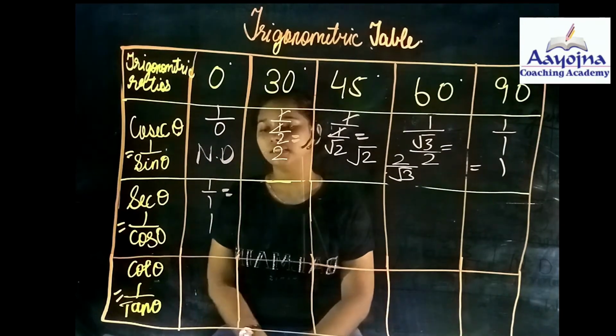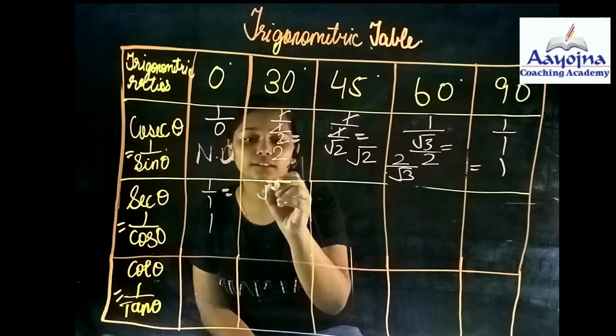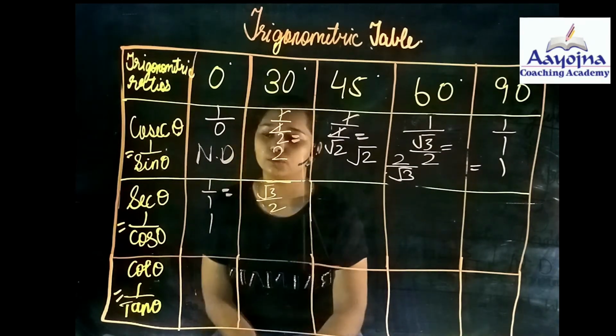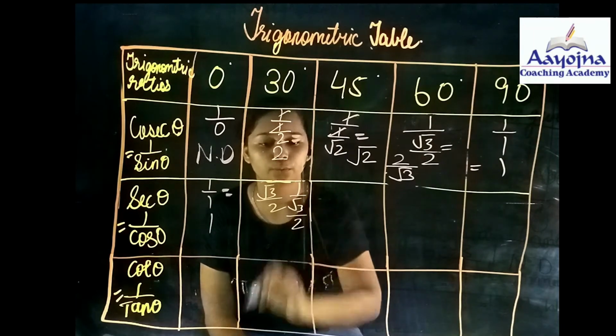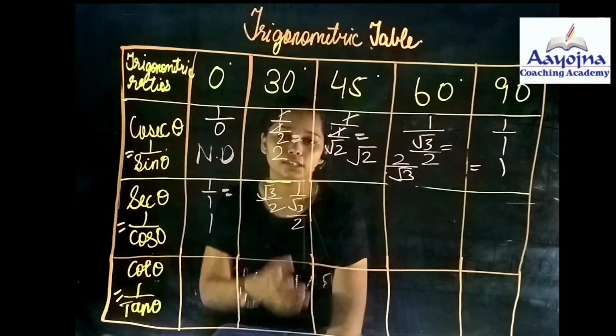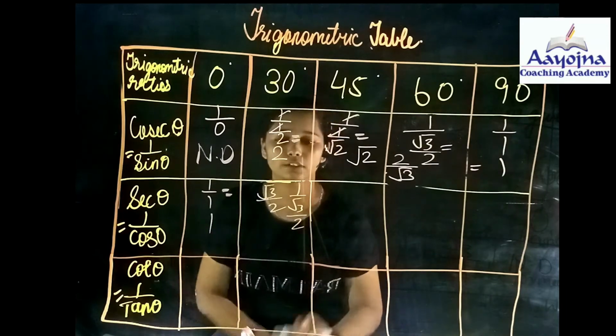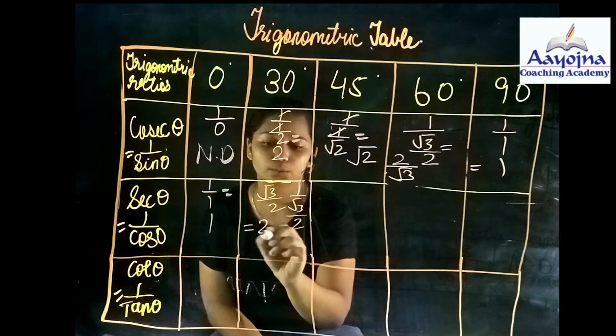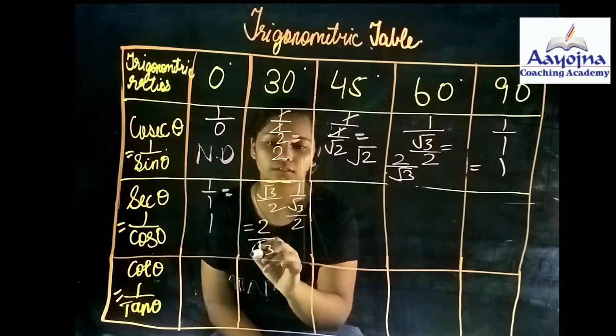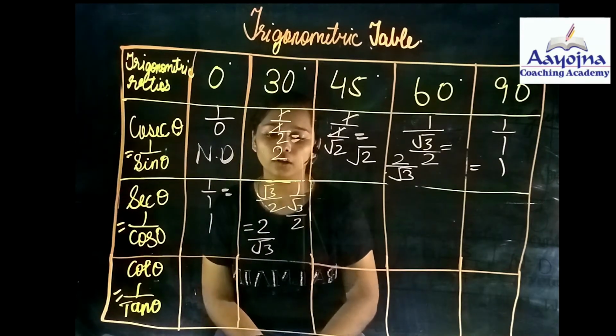The value for cos 30 degree is root 3 upon 2. So we will put 1 upon root 3 upon 2. We all know that this cannot be cancelled, so we will just reciprocate root 3 upon 2, which will become 2 upon root 3.